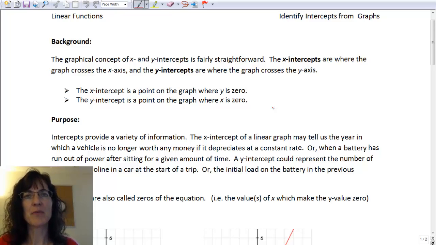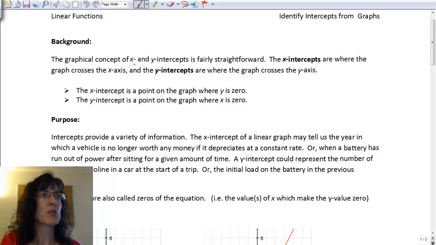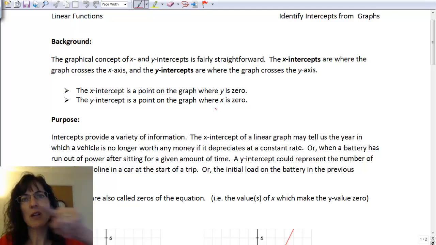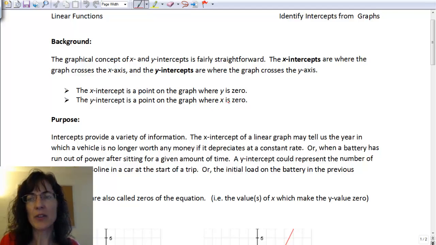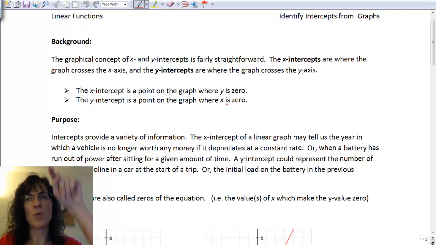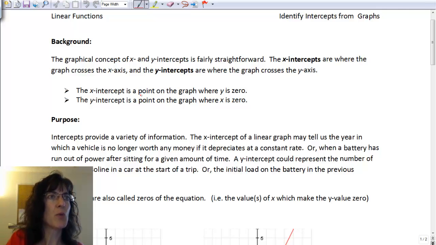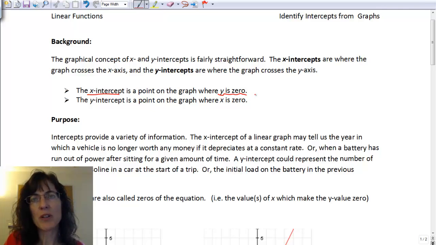Identify intercepts from graphs. So the x and y intercepts are pretty straightforward. The x-intercepts are where the graph crosses the x-axis, the horizontal axis, and the y-intercepts are where the graph crosses the vertical axis, or the y-axis. The x-intercept is a point on the graph where the y part is 0.